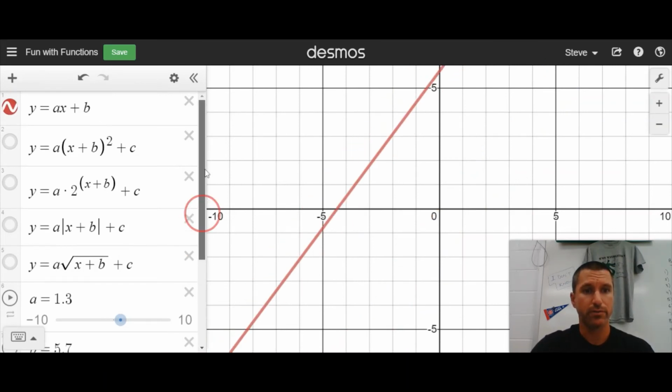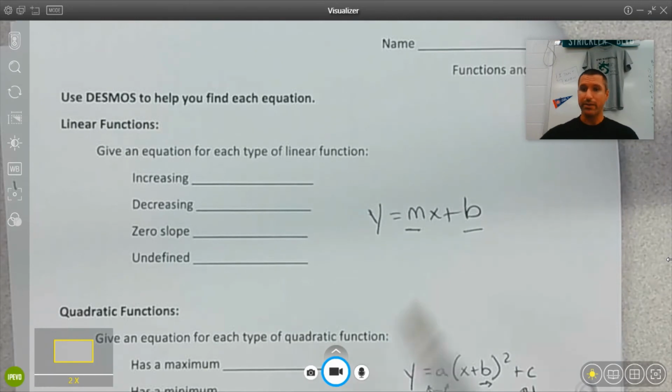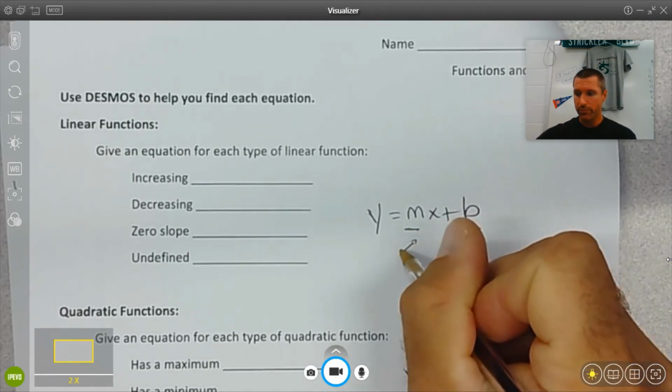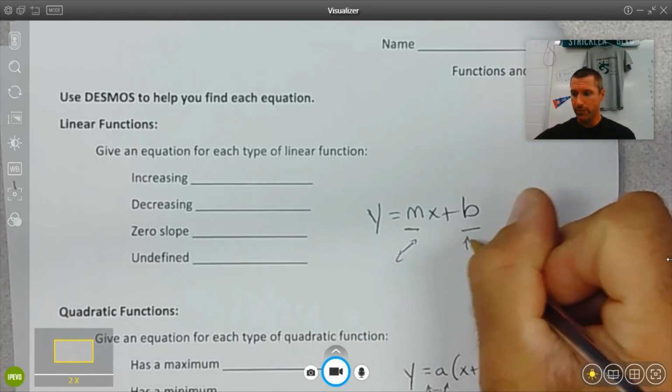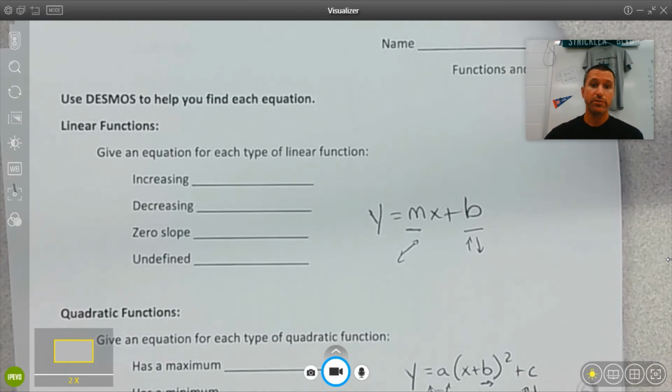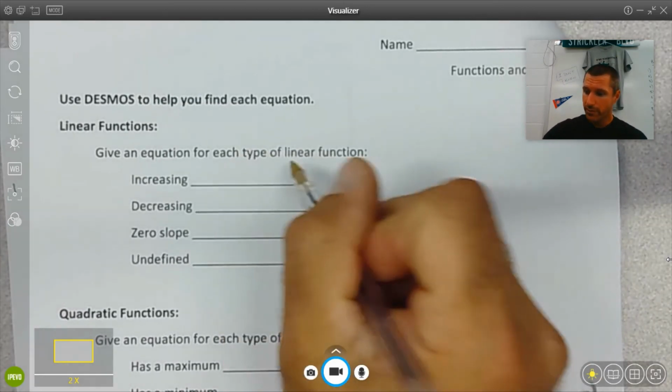Let's move on. And this is where you want to start writing this down. So write down y equals mx plus b, where we know m changes the slope and b changes vertically the y-intercept, where it's positioned on the y-axis. Give an equation for each type of linear function.